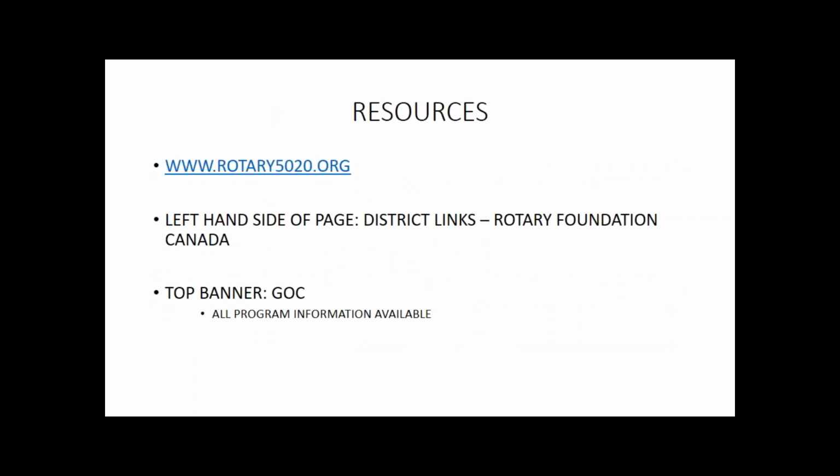Okay, again, Rotary resources. Left-hand side of the page, all district links, Rotary Foundation Canada. Top banner, Government of Canada, all program information is available. So go to rotary5020.org, look on the left-hand side of the page, and where we have district links, you can click on Rotary Foundation Canada. You know you've got the right page when you see the big banner, Government of Canada, and that's where you find out the specifics, okay?